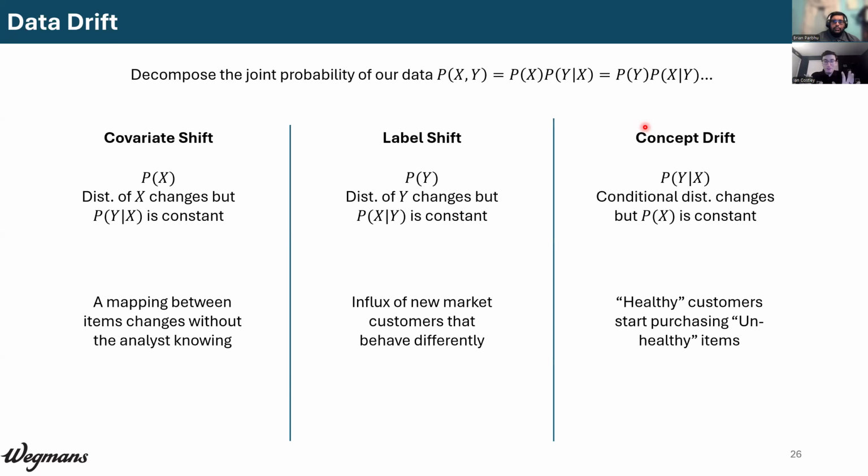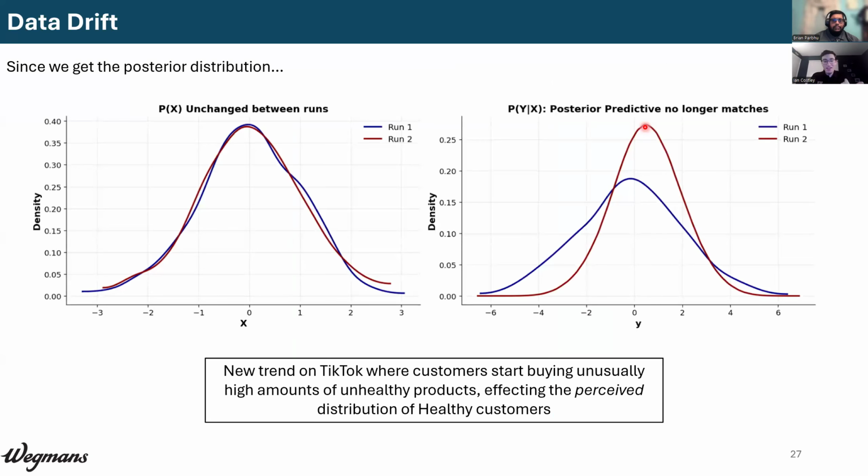And then the last one, which is scariest, the one we hate to see, is concept drift. That's when the relationship between X and Y is now changing. X is staying constant, but how Y learns from X is changing. So this might be healthy customers start purchasing unhealthy items. The model had learned that these quote unquote unhealthy items mean that a customer is quote unquote unhealthy, but if everyone starts buying them, that's going to change the relationship. This is real stuff. This happens every day, whether I like it or not.